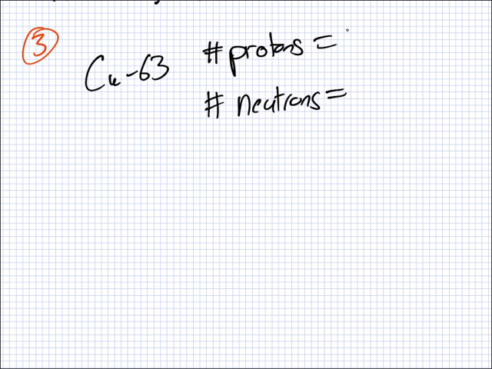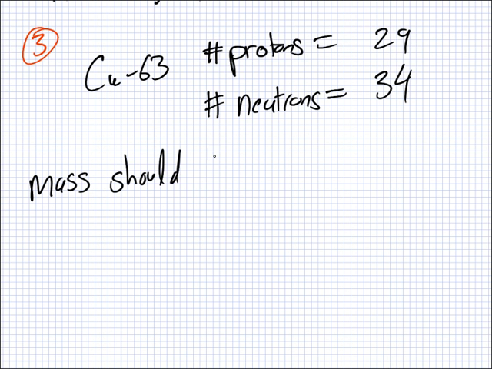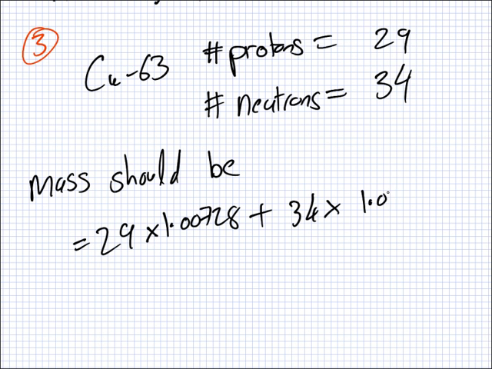It's going to be around about 30. 34. So therefore, protons 29, neutrons 34. Okay? So the mass should be 29 proton masses. What's a proton? I give it there, don't I? Yeah. 1.00728 plus 34 neutrons, 1.00867. That's what the mass should be. What is that number, please?